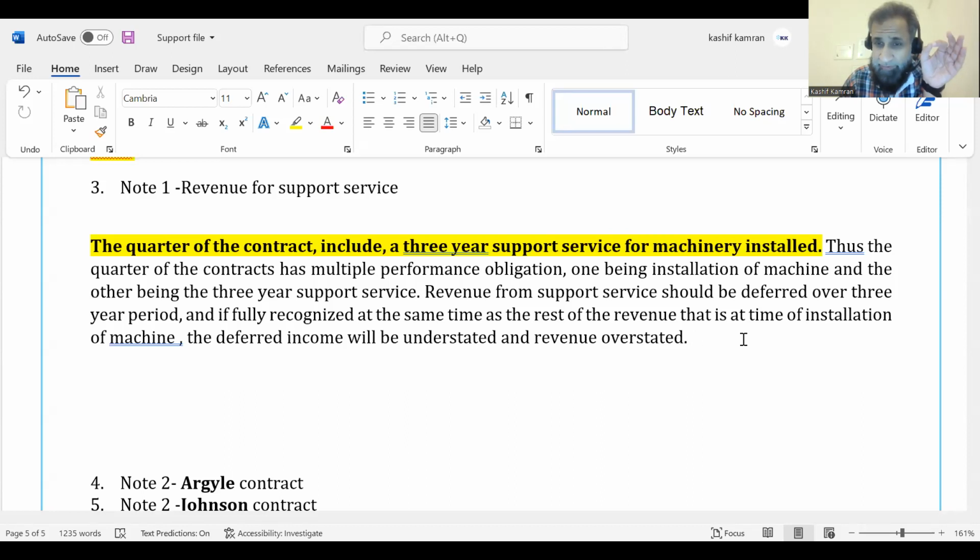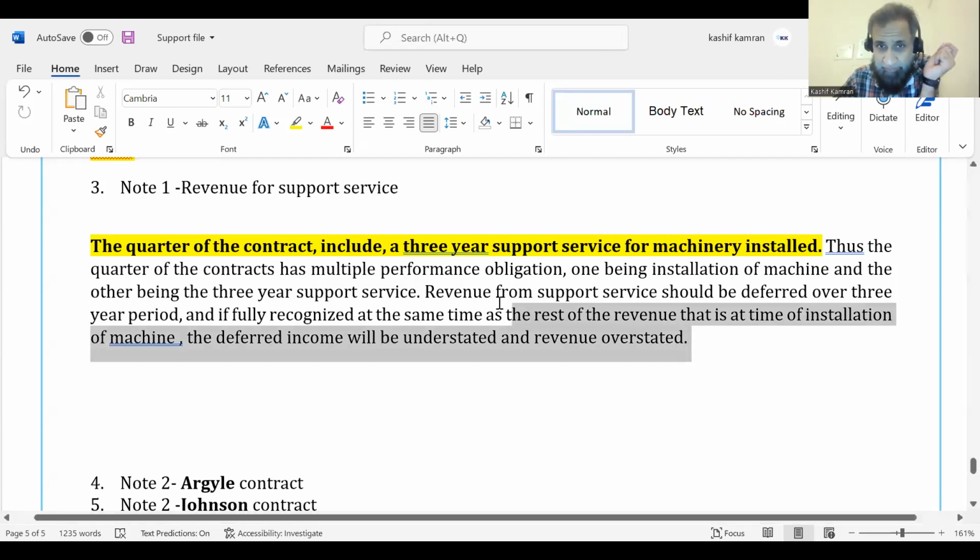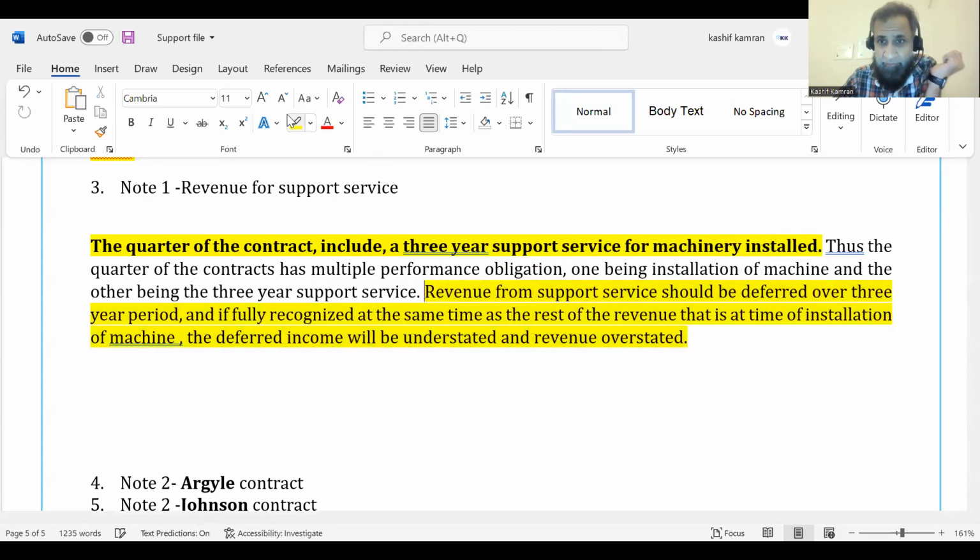Revenue from support service should be deferred over a 3-year period. And if fully recognized at the same time as the rest of the revenue, that is the time of installation, the deferred income will be understated and the revenue overstated. Please read this line carefully.